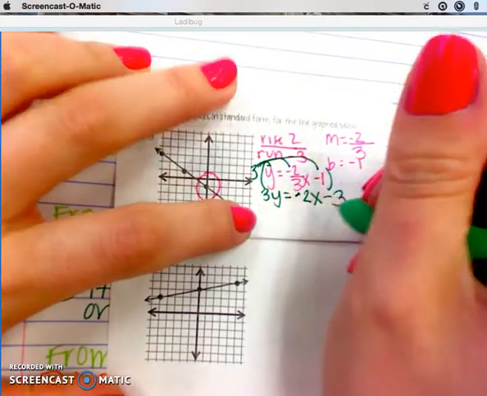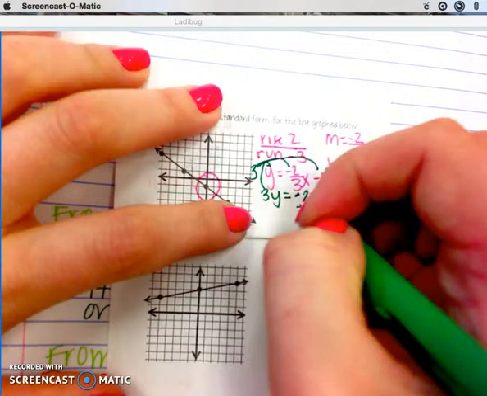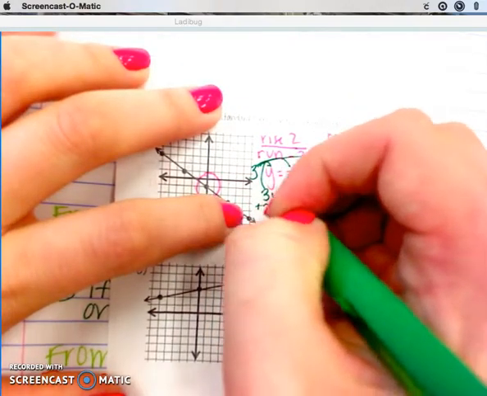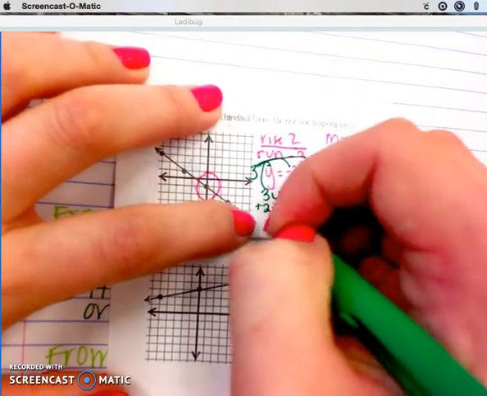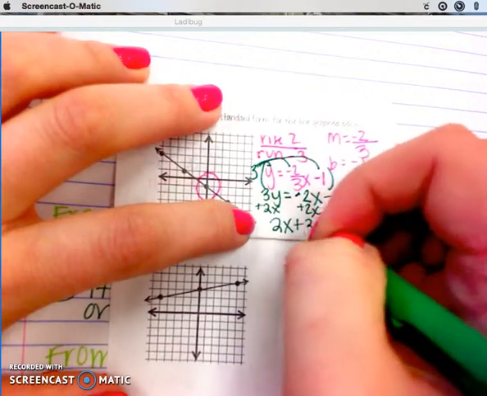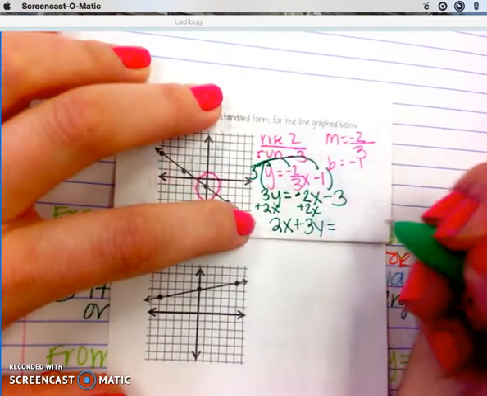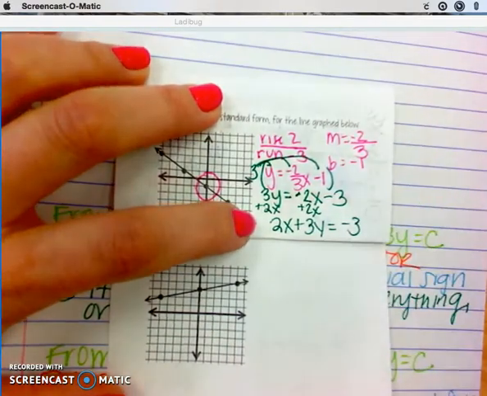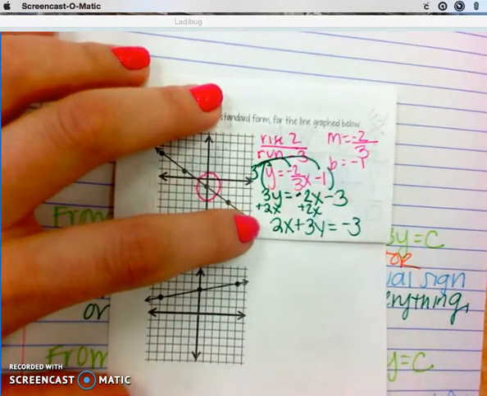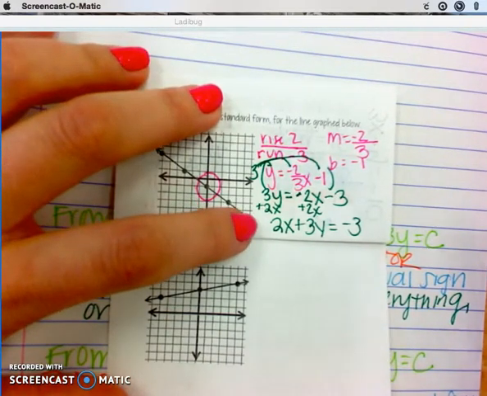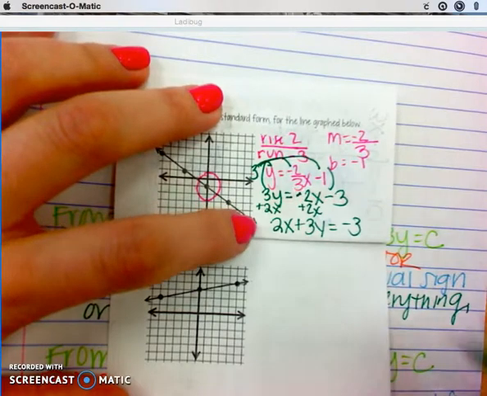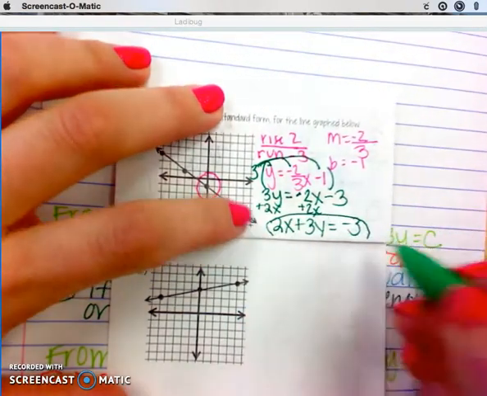And I'm going to move over the x by adding 2x. So I have 2x plus 3y equals -3. I do not have x as a negative, so I do not need to divide to get rid of the negative because it already is a negative. That is standard form.